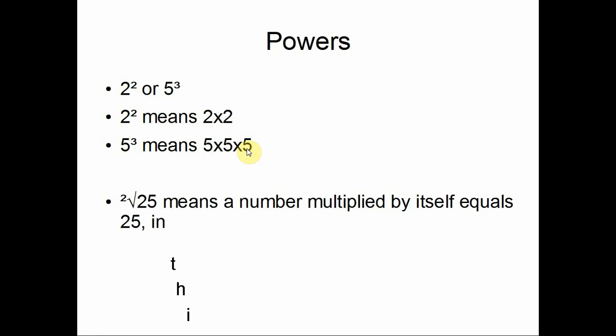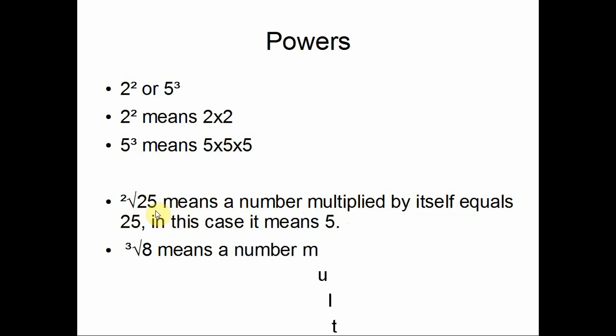Now we have something called a root. So we have a square root, which looks like this. We have a cube root as well, and we have other roots as well. What a root means is, suppose you have a number and you have a square root of 25. This means a particular number which when multiplied by itself gives you 25. So it's the opposite of a power. A root is the opposite of a power. In our case, the square root of 25 is 5, which means that 5 times 5 equals 25.